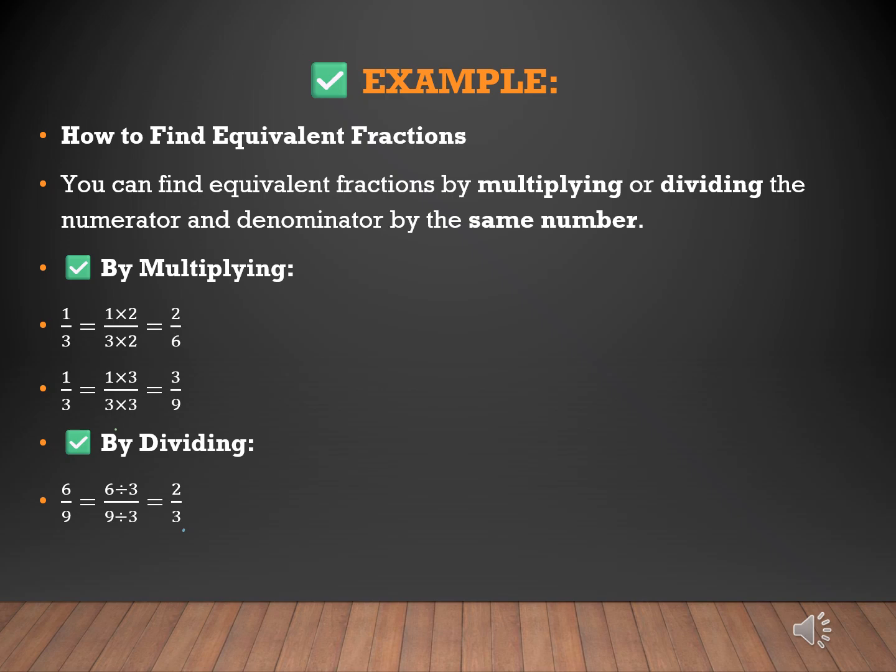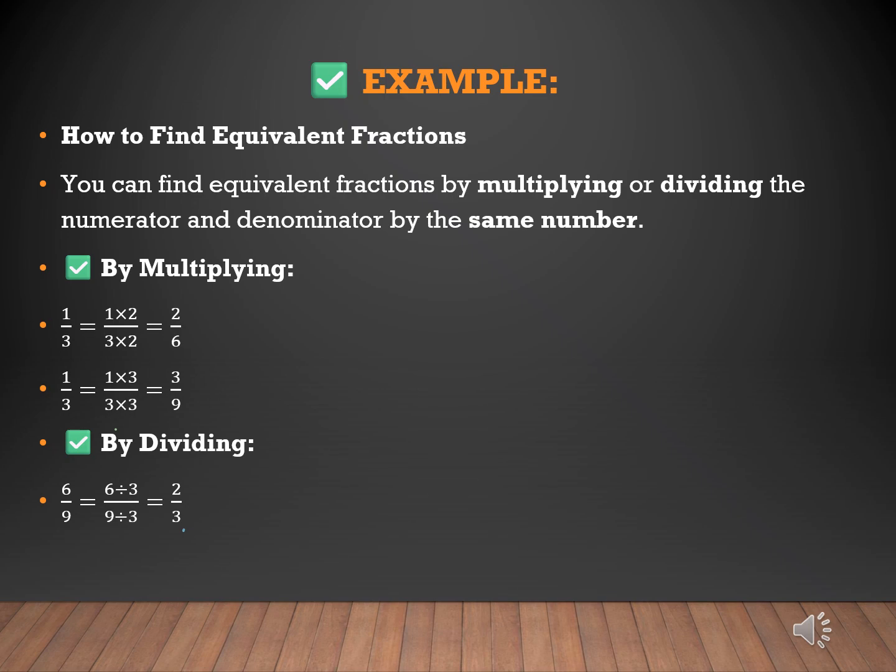Again, 1/3 is multiplied by 3 in the numerator as well as 3 in the denominator. So 1 into 3 is 3 and 3 into 3 gives 9. So the equivalent fraction of 1/3 is 3/9.